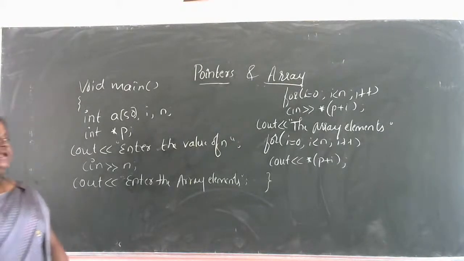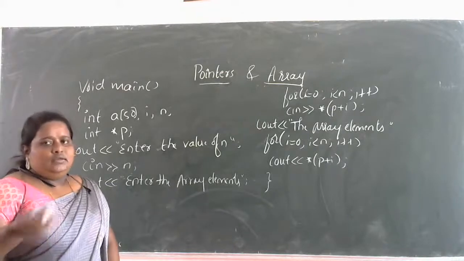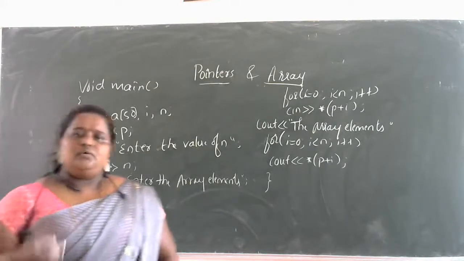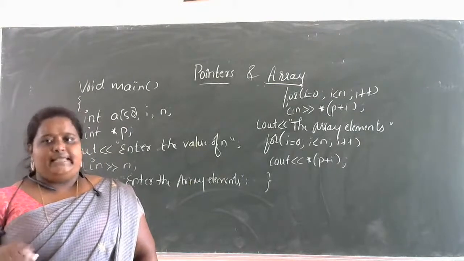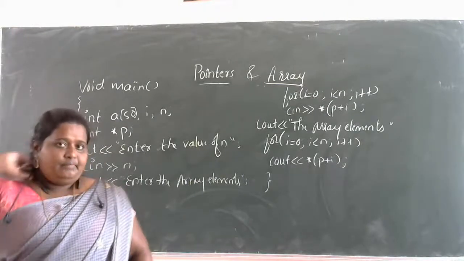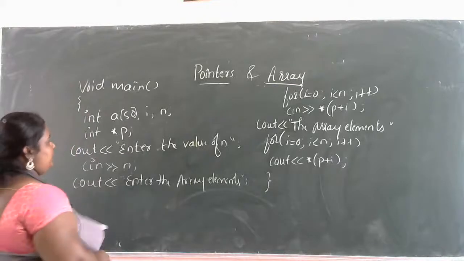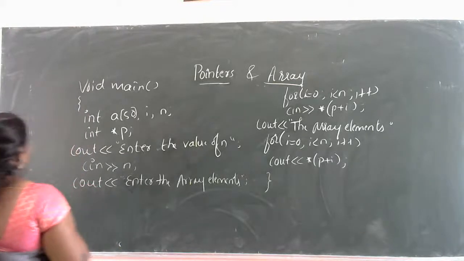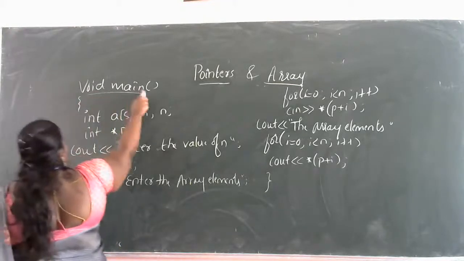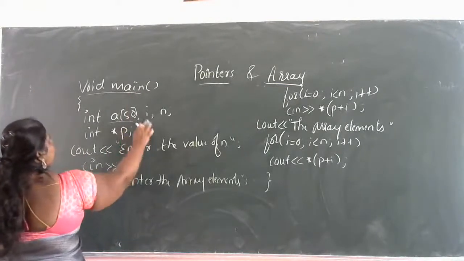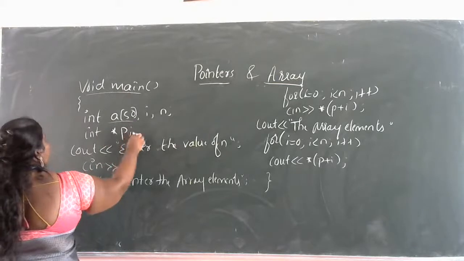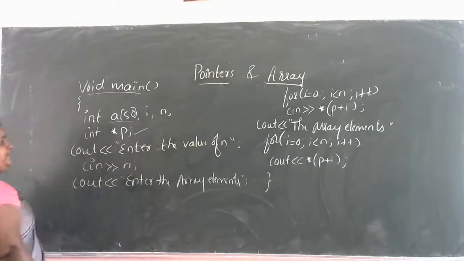You know the normal way to insert and display the array elements, right? Here we are using the pointer concept. What are we doing? The control starts with your main function. Here you are declaring an array with size 50 of int. Okay, and we have declared a pointer variable p.